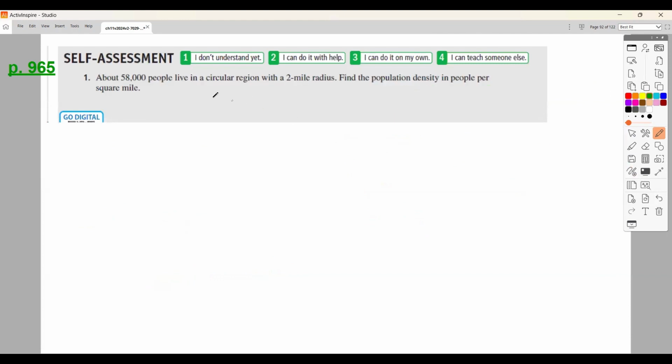This one is a circle. So we're doing circle area. Let's go ahead and do the area of a circle. On this one, it says about 58,000 people live in a circular region with a 2-mile radius. Find the population density in people per square mile.